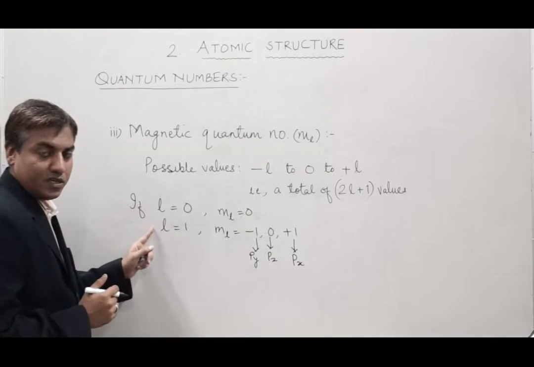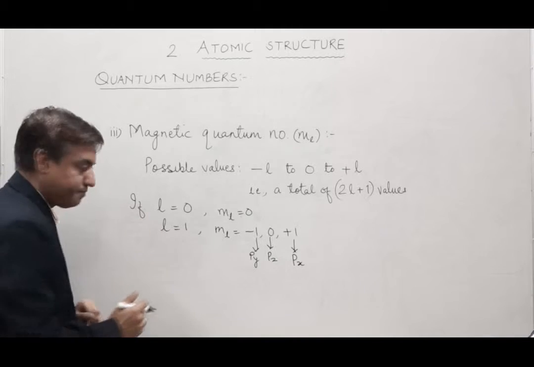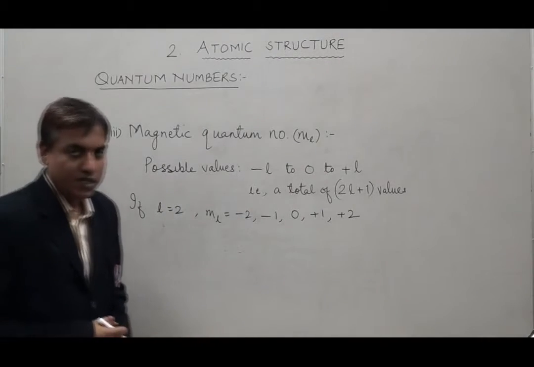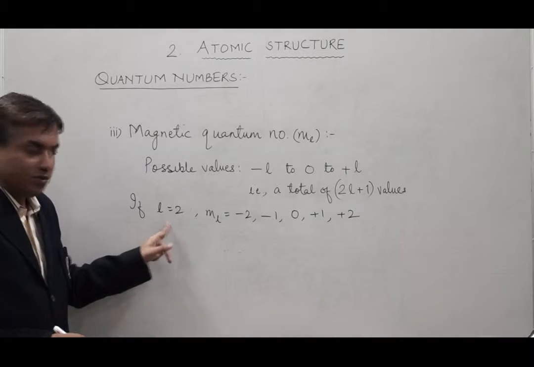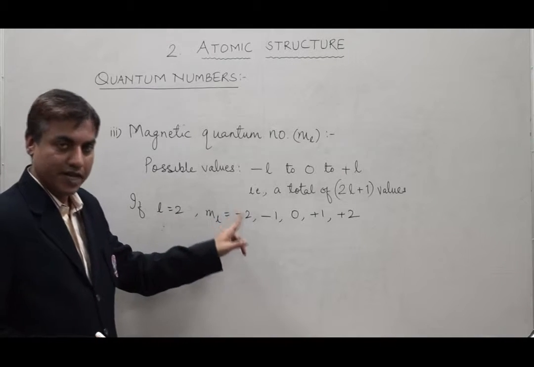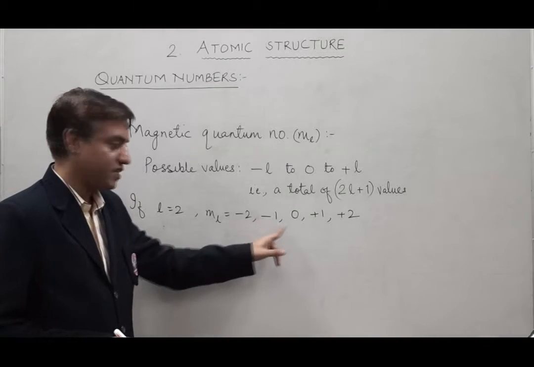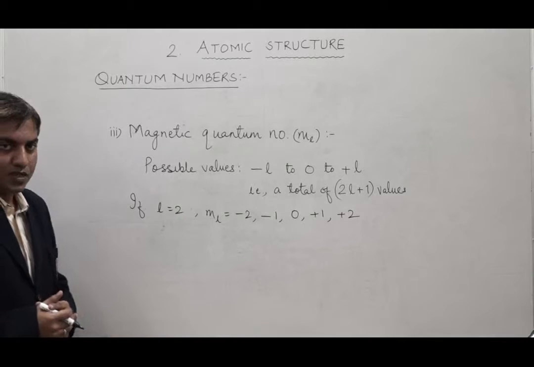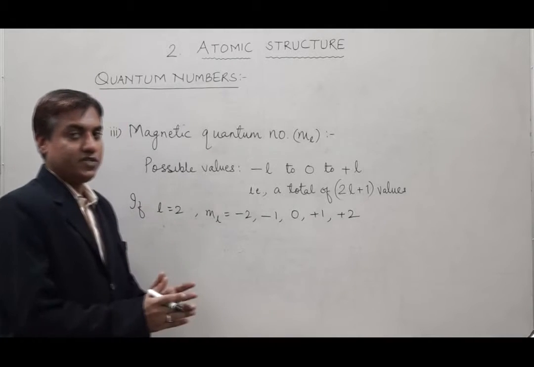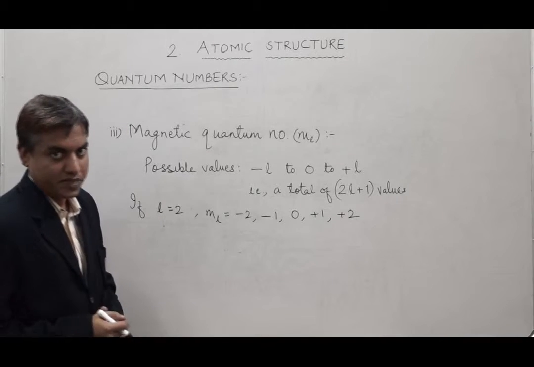After this, let's see what happens when l is equal to 2. For l equal to 2, ml can have values minus 2, minus 1, 0, plus 1 and plus 2. So in total we got 5 values. Now let us see how these 5 values are assigned to different types of d orbitals.